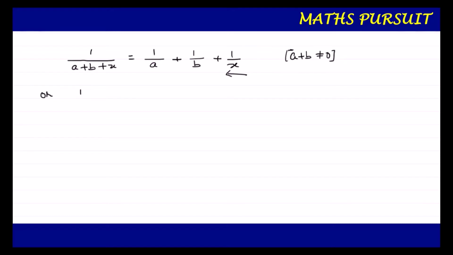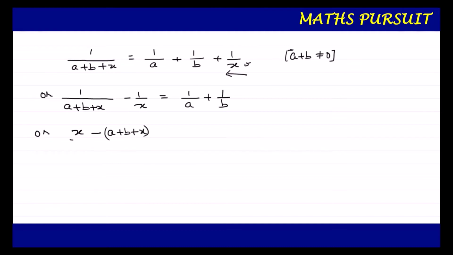So I can rewrite the above equation now as 1 upon a plus b plus x minus 1 upon x is equal to 1 upon a plus 1 upon b. So this 1 upon x became negative when it moved to the left side. Or I can write the above equation as x minus (a plus b plus x) upon (a plus b plus x) into x. I took (a plus b plus x) into x as the LCM, and I try to factorize this equation.